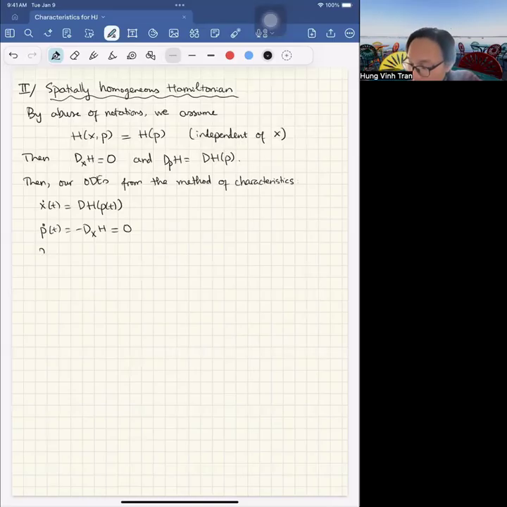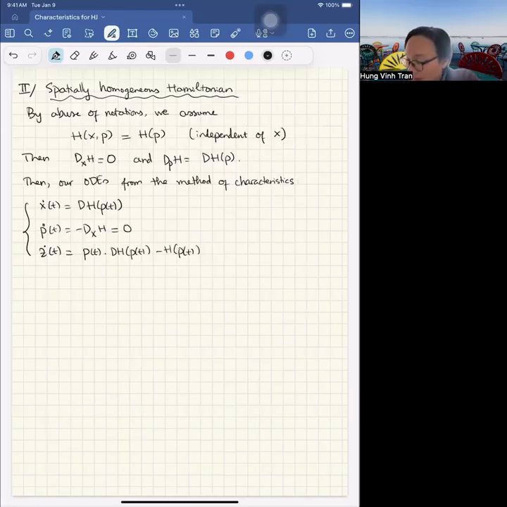And z dot of t equals p(t) dot dH of p(t) minus H of p(t). That is our ODE system from the method of characteristics. The first two give you the Hamiltonian dynamics. The third equation, z dot of t, gives you the change of the solution along the characteristic curve.